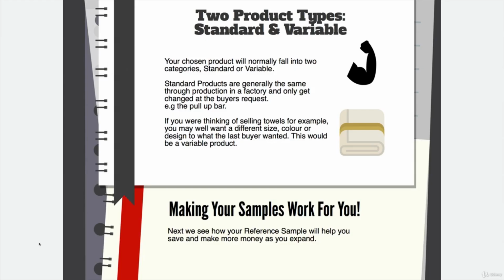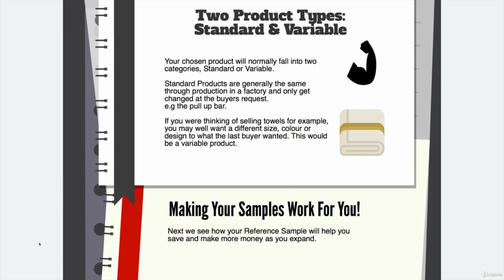Okay, what you need to know is there are 2 types of product, a standard and a variable. Most products fall into these categories. Now, a standard product is generally a product that won't change with each order. So you order this product, you'll get that product. Someone else comes along and orders 100 or 1,000 of these products, they will get the same product. That's a standard product. A good example is the pull-up bar.